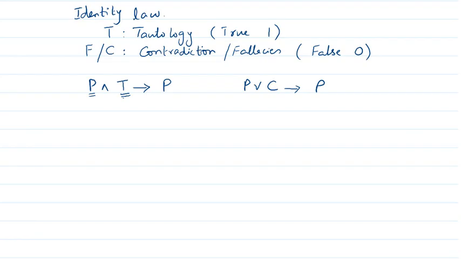Making use of these tautologies and contradictions, there is another law which is known as the domination law. The domination law states that any predicate or variable P which is ORed with the tautology, right? Now you know very well that in case of an OR gate, you just need one true state. If either of the inputs is true, the output is true. So here we have a true state, so definitely the output will be true.